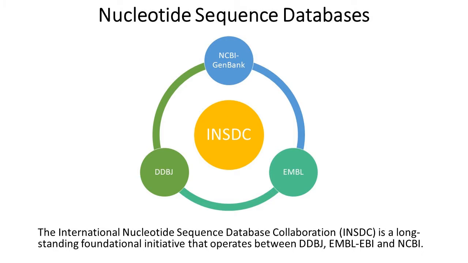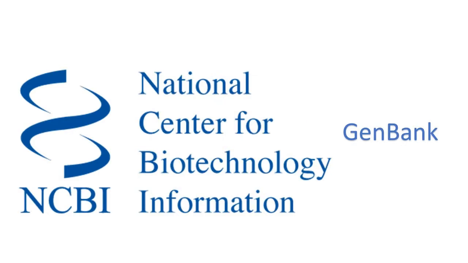By now, you might be aware of the nucleotide sequence databases. The three main nucleotide sequence databases are NCBI GenBank, DDBJ and EMBL. The National Center for Biotechnology Information, NCBI, of USA maintains a nucleotide sequence database called GenBank, or Genetic Sequence Data Bank. Today we are going to download genome sequences from GenBank.